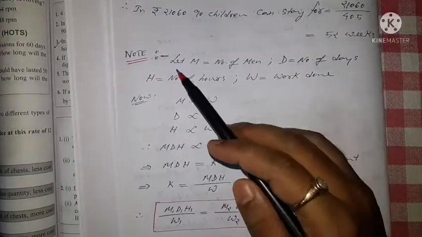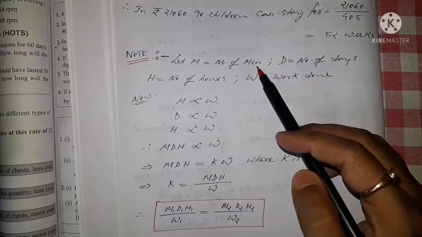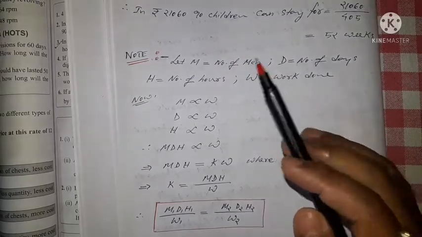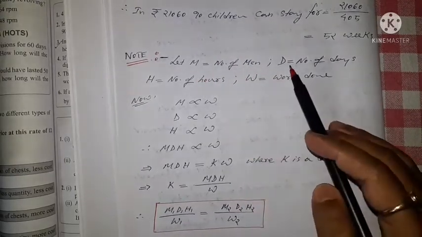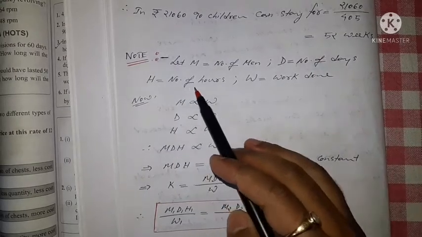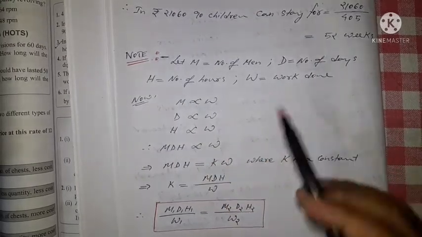So note, let m be the number of men. Suppose m is the number of men in the given question, d is the number of days, h is the number of hours, and w is the work done.